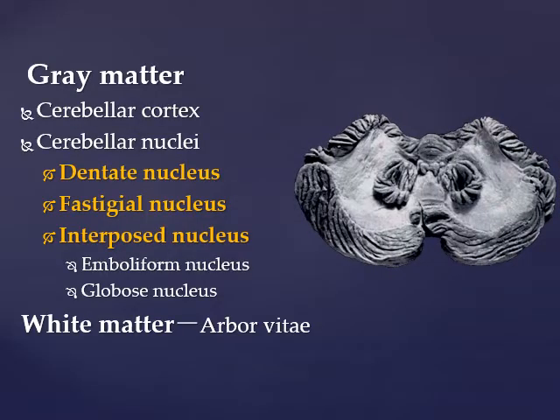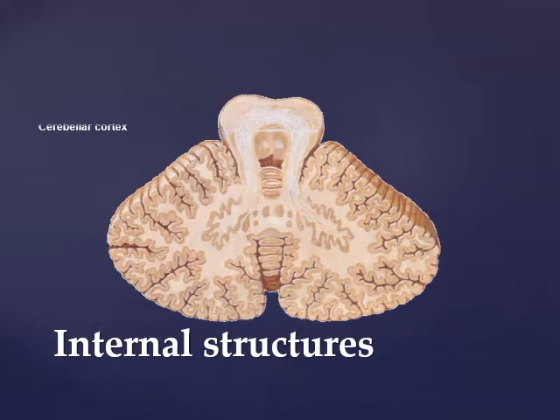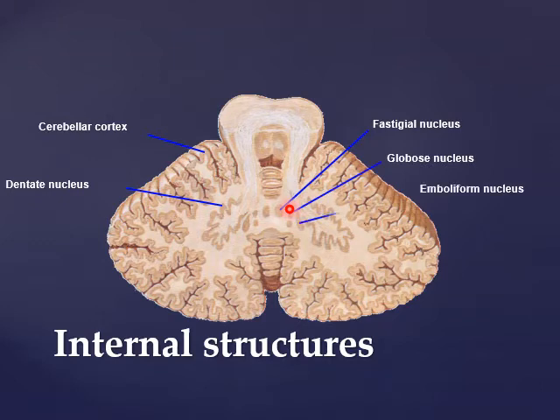The gray matter of the cerebellum we can further divide into cerebellar cortex and the nuclei. We have the dentate, fastigial, interposed, emboliform, and globose. From every nucleus we have different tracts, which we are going to do in a later lecture. And the white matter is called the arbor vitae. Here we see the different nuclei, the cerebellar cortex, the dentate nucleus, the fastigial nucleus, the globose nucleus, and the emboliform nucleus, and the typical tree-like pattern of the white matter of the cerebellum, which is called the arbor vitae.